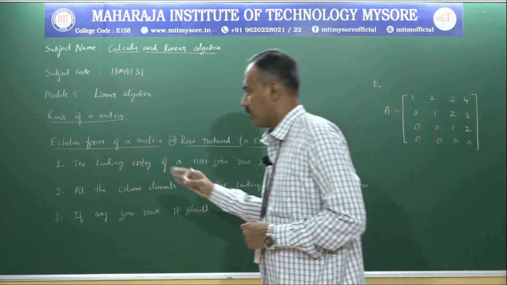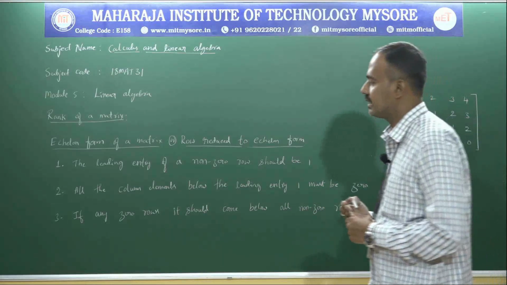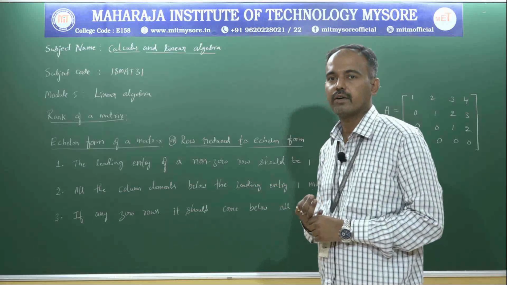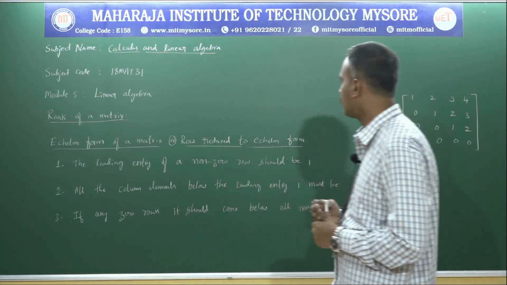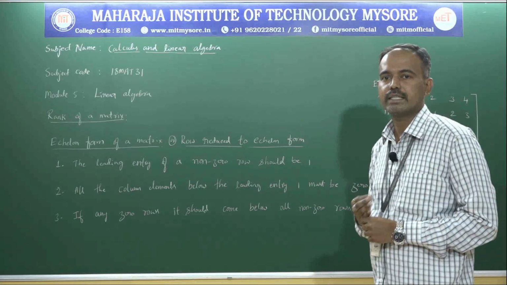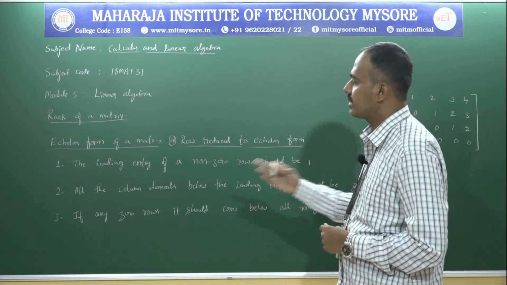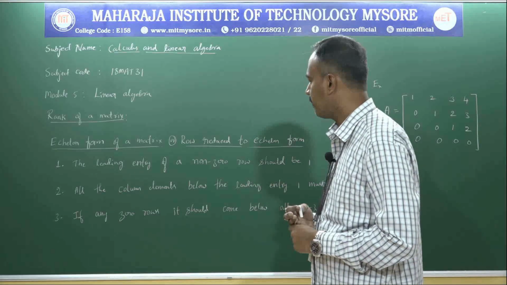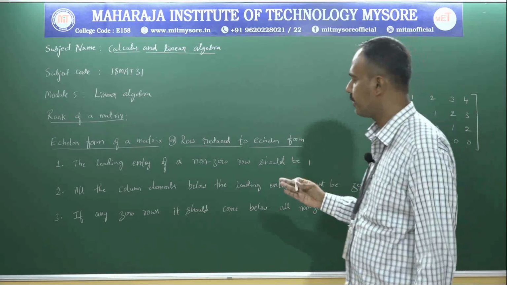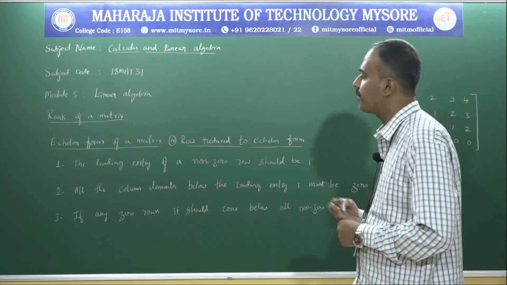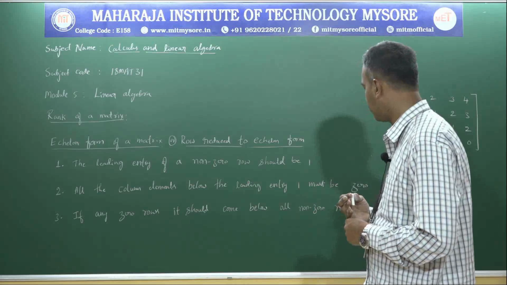Let A be a matrix which satisfies the following properties. First, the leading entry of a non-zero row should be 1. Second, all the column elements below the leading entry 1 must be 0. Another one, if there are any zero rows, they should come below all non-zero rows.